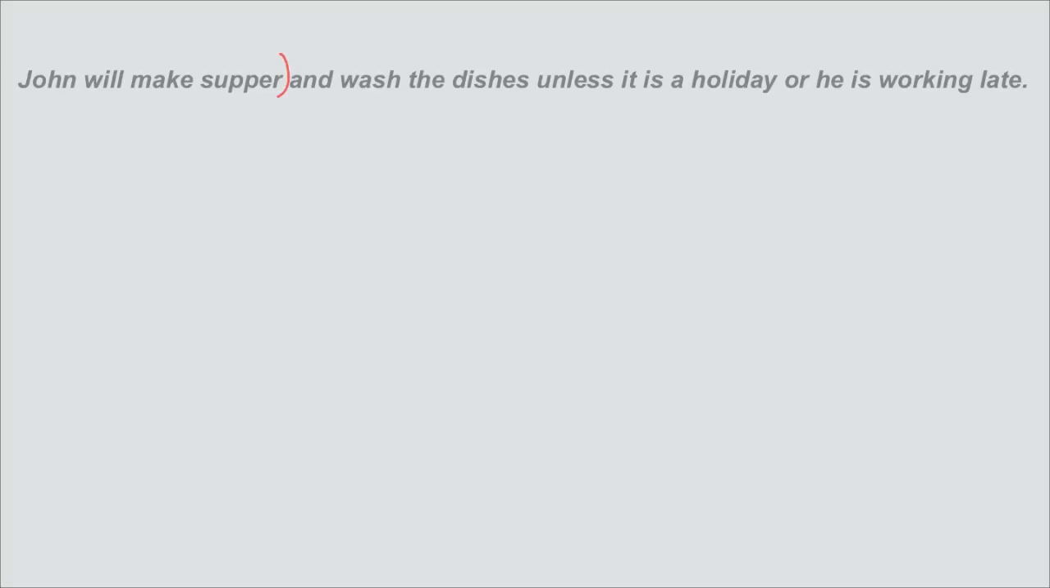John will make supper. All right, so you have: John will make supper and John will wash the dishes unless it is a holiday or he is working late. So I've done there sort of identify the simple statements, right? So S, I'm going to say for John will make supper. Again, remember, pick whatever letters you want, will make sense to you. John will wash the dishes unless it is a holiday or he is working late.